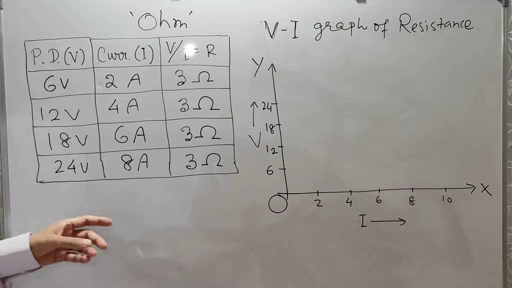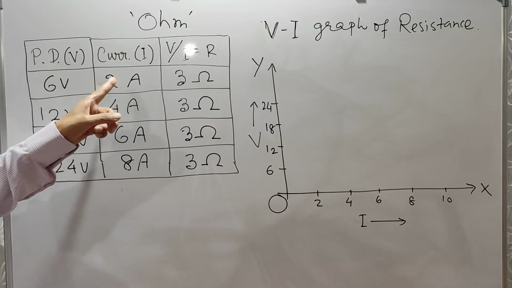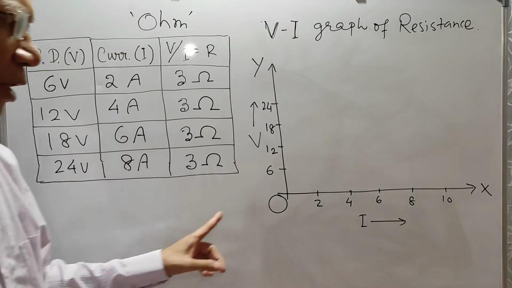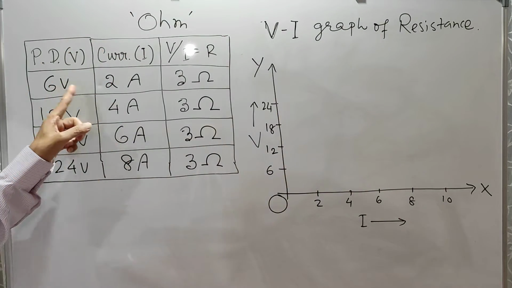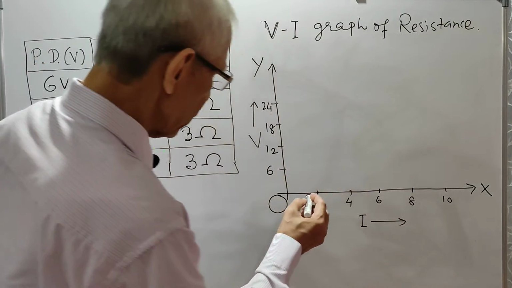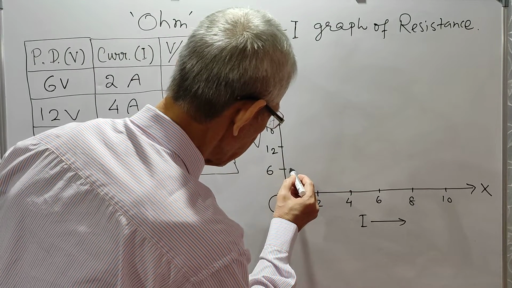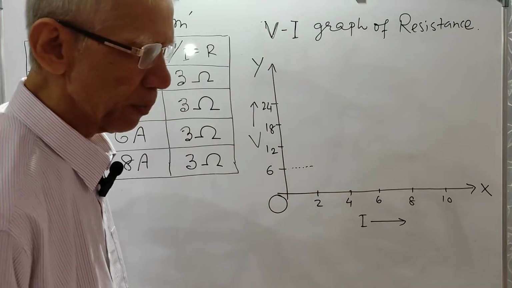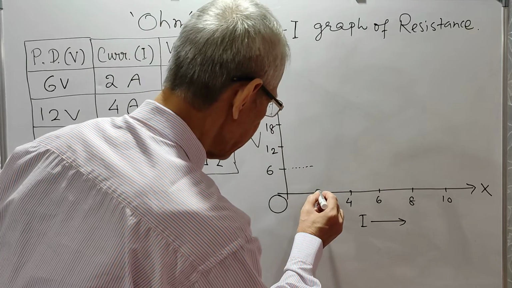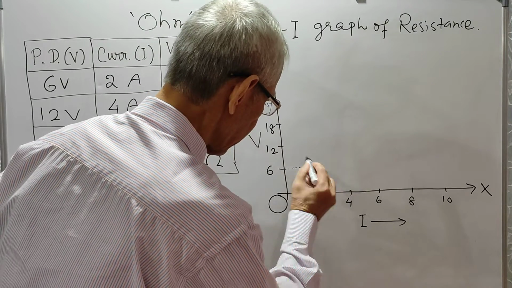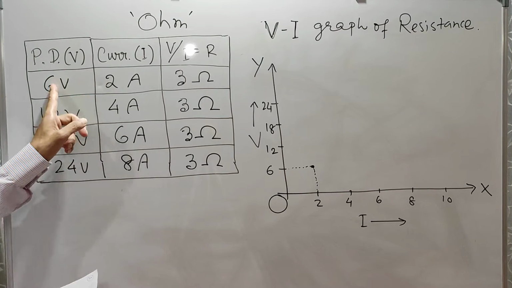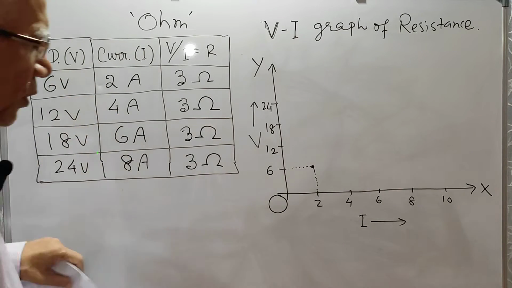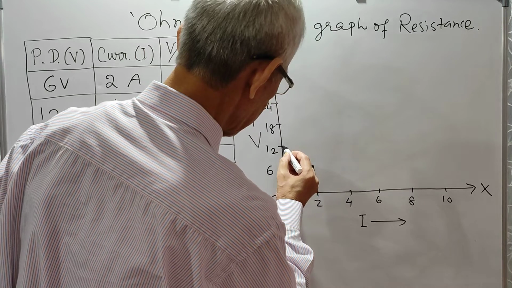Okay. All right. Now first point will be what? So x coordinate first. So 2, 6. First point will be 2, 6. So 2, 6 will be which point? If you are drawing on plain paper, then you have to show this dotted line. So this point is 2, 6. Now the next point is 4, 12.